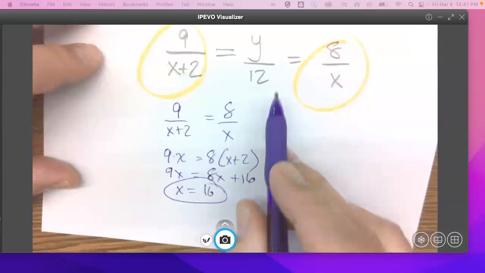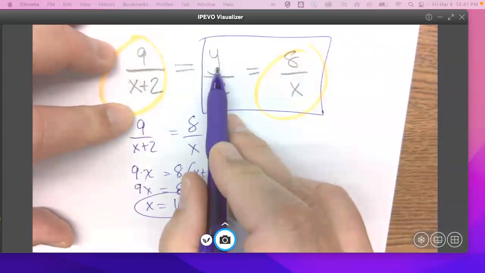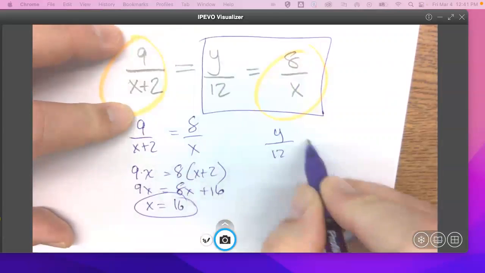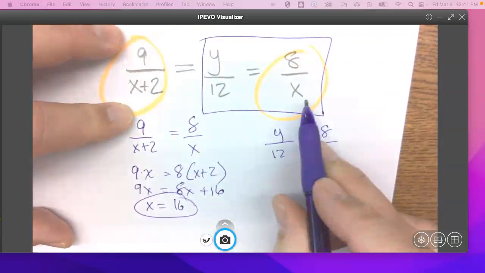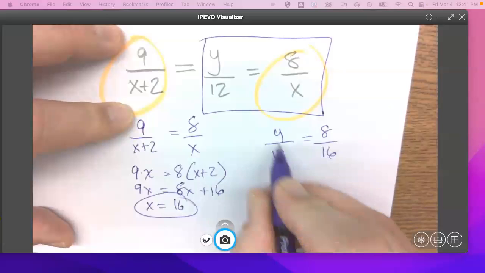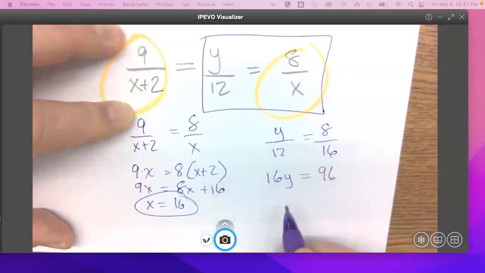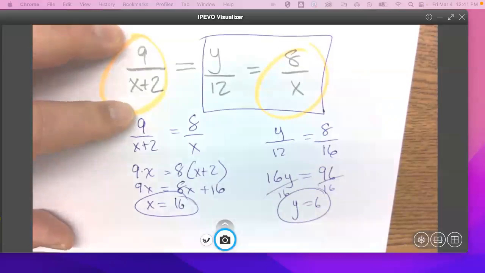And we could find it algebraically by taking two equations, one that includes y, like y over 12 equals 8 over, but instead of x, we have to use what we solved as the x value. Cross multiply and solve, 16y equals 96. Divide both sides by 16 and we get y is equal to 6, like we predicted.